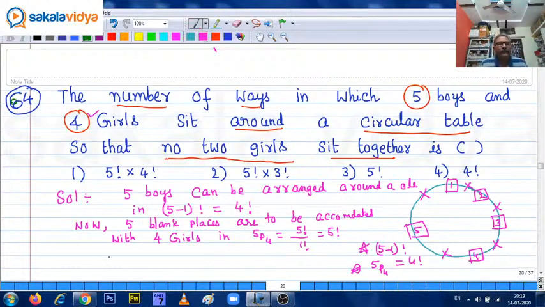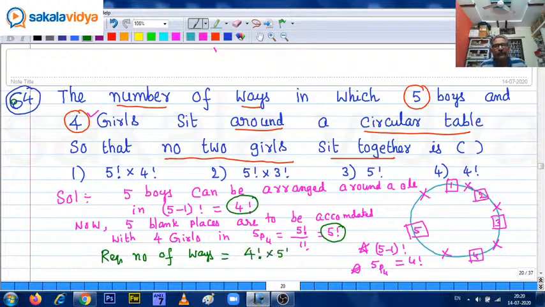Therefore the required number of ways is equal to, this is the first work, this is the second work. Using the multiplication theorem, we can write 4 factorial times 5 factorial. That's why the first option is the right option. 5 factorial times 4 factorial is the same as 4 factorial times 5 factorial. No problem. Option 1 is the right option.